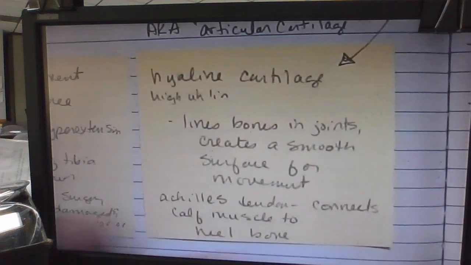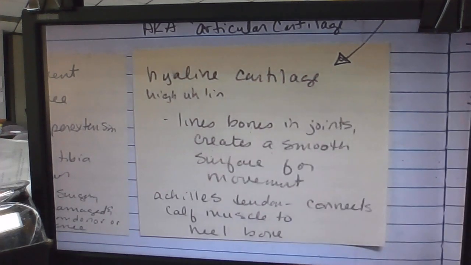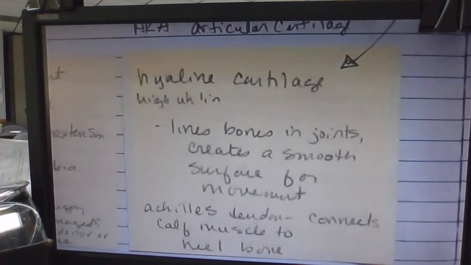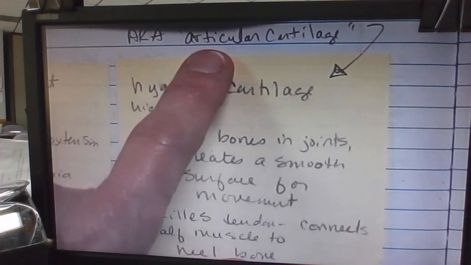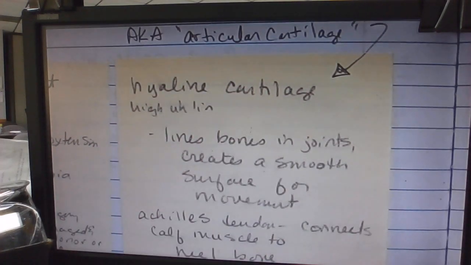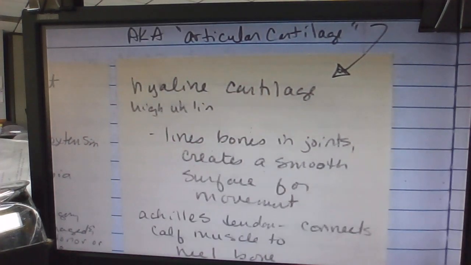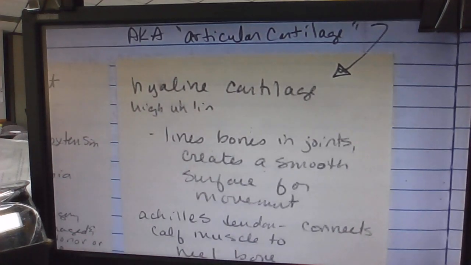Hyaline cartilage, and you can put it on a post-it if you want. I don't think I have anything underneath there. You can put it on a post-it or you can just define it in here. This was one thing that I realized I needed to come back and add. Hyaline cartilage is also known as articular cartilage. Articular cartilage, hyaline cartilage, those are the same things. They line the bones within the joints and create a smooth surface for movement.